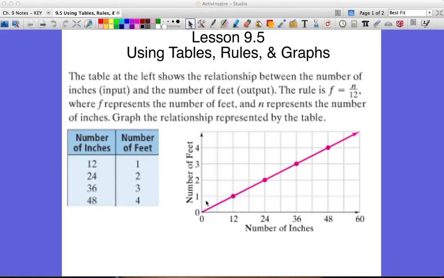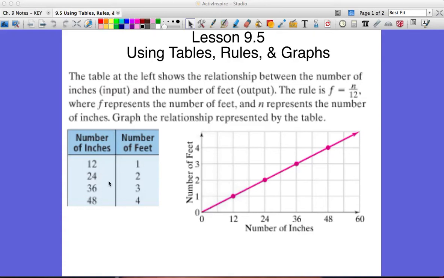So in this case, we have 0, of course, starting here. And our intervals are going to go by 12. And the reason we're going by 12 is because we know that for every foot, we're going to get 12 inches. So we put 12, 24, 36, 48. And even though our table doesn't go past 48, we know that 48 plus 12 is 60. So we can include 60. We can also put the number of feet, which does go up by 1. So we just put 1, 2, 3, and 4.